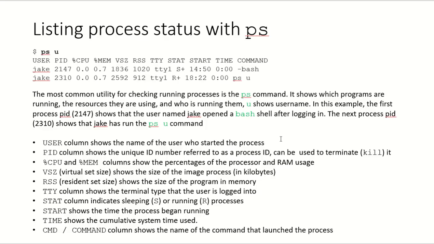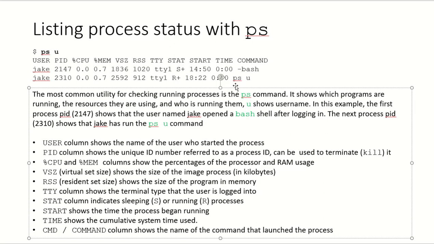So then we can use the process status command. It's a small utility called process status, PS. So that's also very handy. It also presents the information in columns, right? So here's a sample output of this very simple command, ps u, ps space u, right? So what I'm seeing here is two processes, right? The first one has the PID value of 2147, and the second has the value of 2310, right?